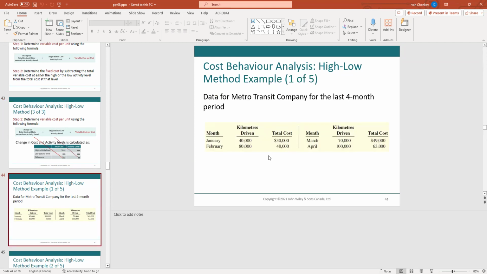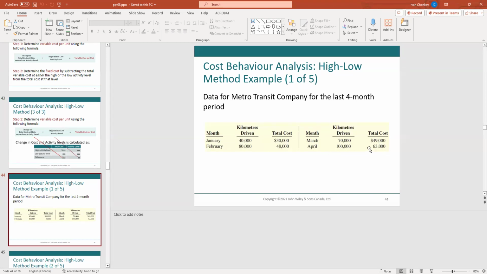Example here: we have 4 months of data. We have January, February, March, and April. We're going to identify the high level of activity of kilometers driven and the low level of activity. As you can see, in January we have the low level, 40,000 kilometers driven. And in April, we have the highest level, 100,000 kilometers driven.